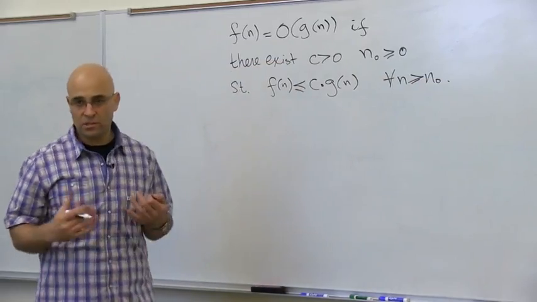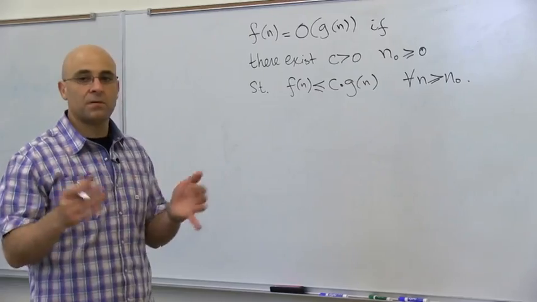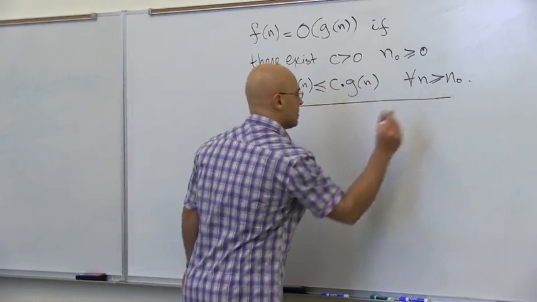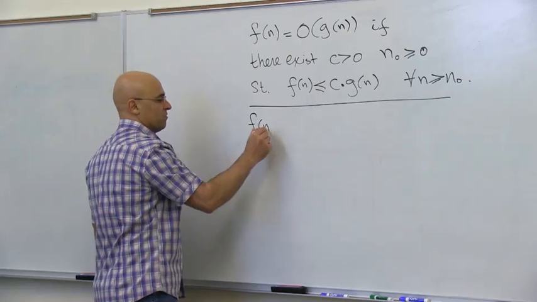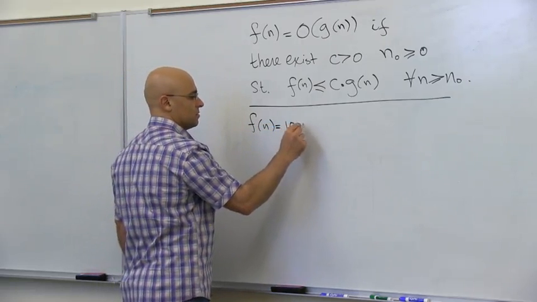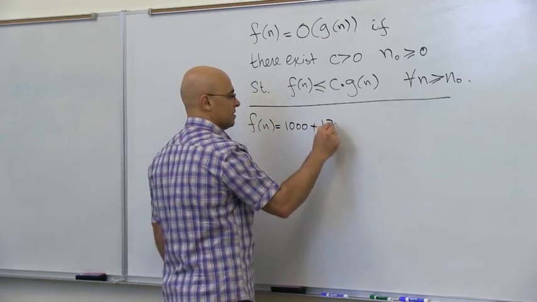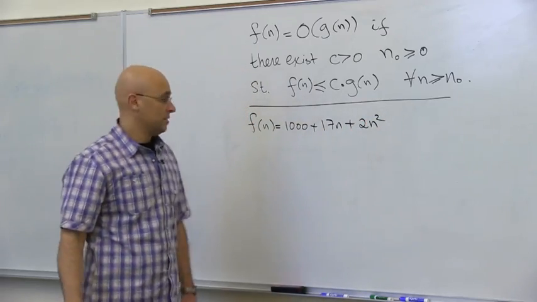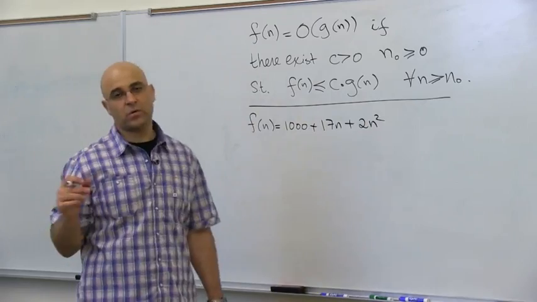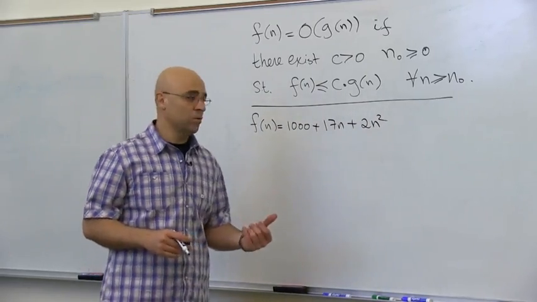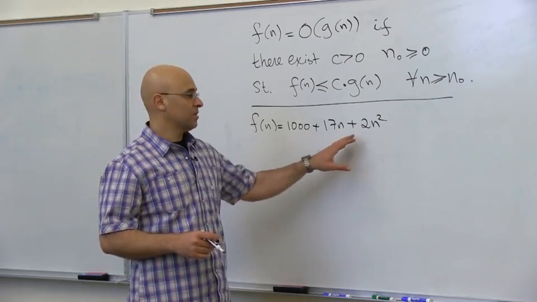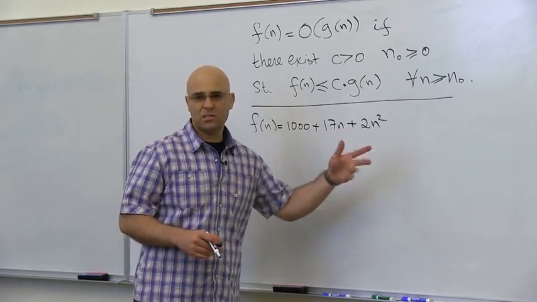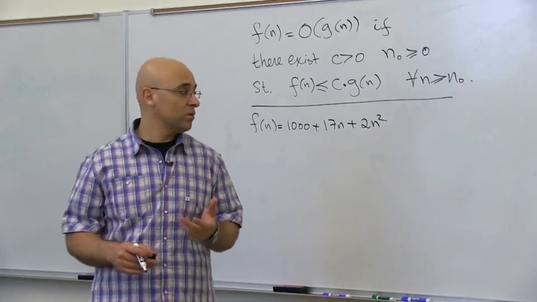Now let's use this definition and try to establish, for example, some upper bound on some functions. I will take as an example f of n equals 1000 plus 17n plus 2n squared. And I want to show, as I said before when we were talking about the growth of functions, that we can ignore the lower terms and we can ignore multiplicative constant factors. I can ignore the 2, 17, 1000, and so on, and just say that this is going to grow on the order of n squared.